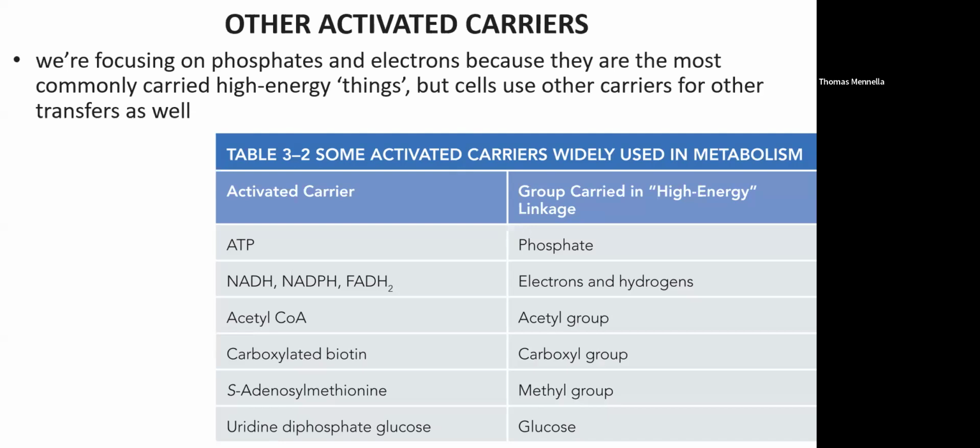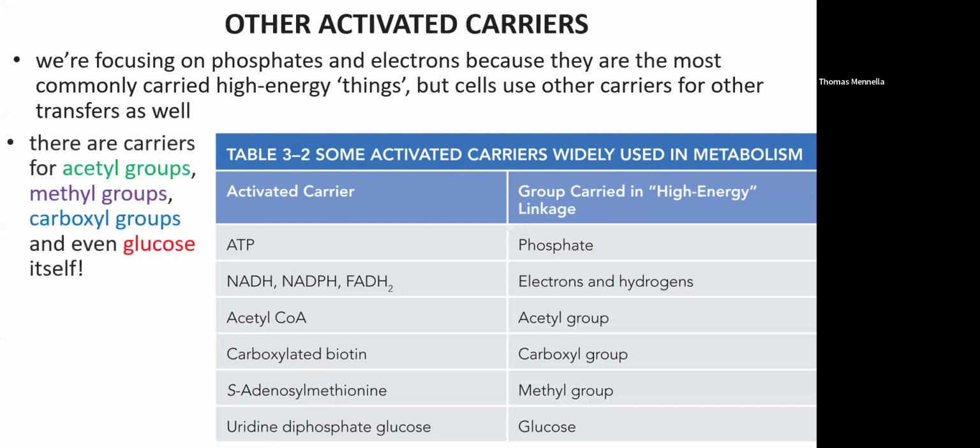S-adenosyl methionine is an activated carrier, but it's a methyl group that actually contains the energy. And then we even have carriers for glucose. UDP is the carrier, and glucose is the high energy molecule. UDP glucose is the activated carrier. So there are carriers for all of these things. We'll focus on coenzyme A in just a second, CoA.